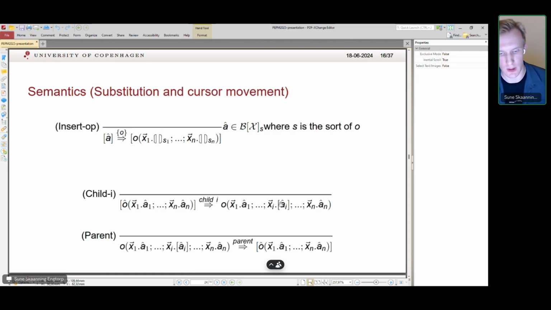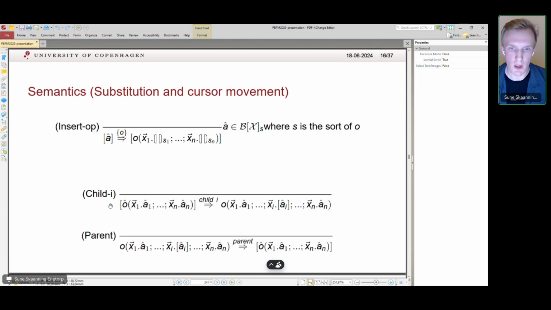And then we have substitution and cursor movement. So for insert operations, given some operator and an encapsulated cursorless ABT, which you can see by the hat here, then applying the insert operation will replace that ABT with the given operator, where we insert a hole for every argument of that operator, and this implies that the sort of the encapsulated ABT is of sort S, which should be the same sort as the given operator O.